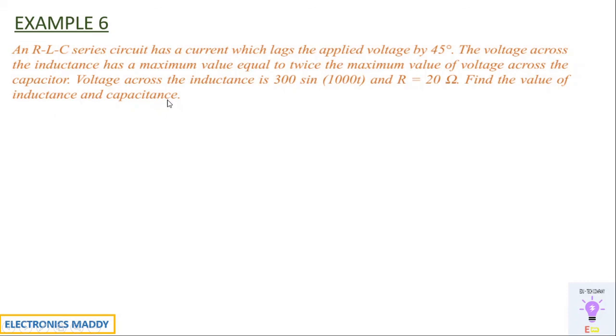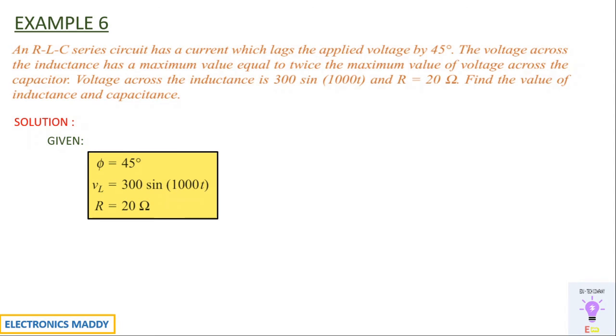So how do we approach this problem? We will be writing the given data. They've given us phi equal to 45 degree, and they've mentioned that the current lags behind the applied voltage by 45 degree. That means it is inductive in nature, more of inductive in nature, that is XL is greater than XC. That is what they're trying to say with this particular statement.